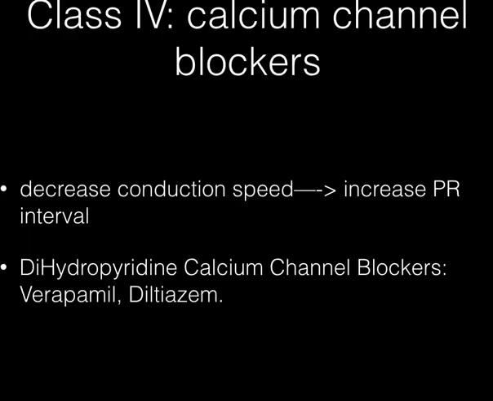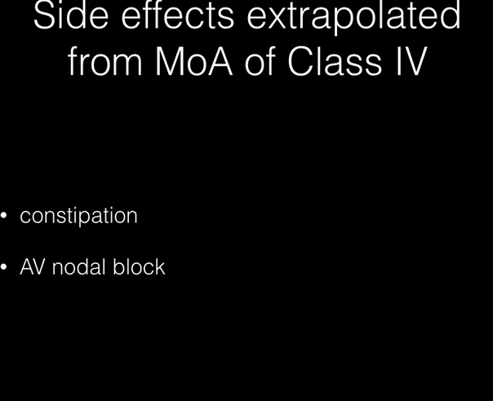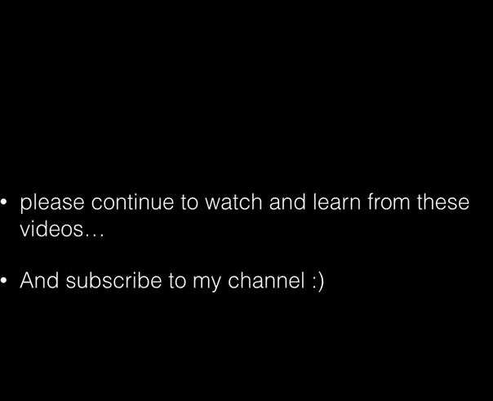Class IV is the calcium channel blockers. They decrease conduction speed and they increase the PR interval. The non-dihydropyridine calcium channel blockers are in this class, so verapamil and diltiazem. The side effects extrapolated from the mechanism of action would be the usual calcium channel blockade, constipation, AV nodal block, and there's also edema that's very common. So that's my presentation on antiarrhythmic drugs.